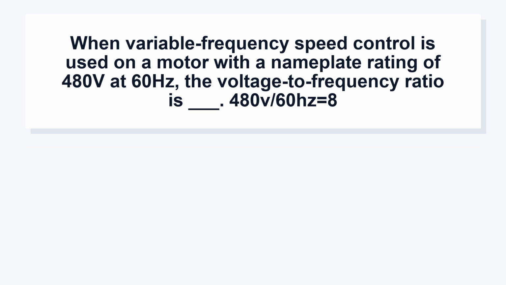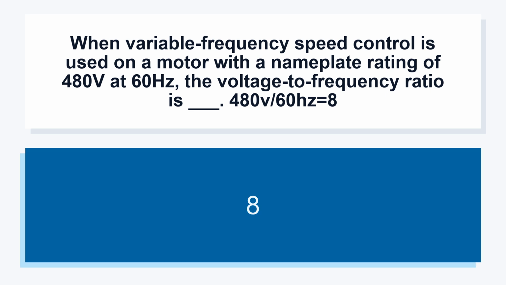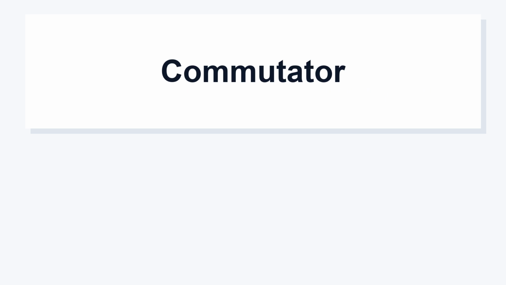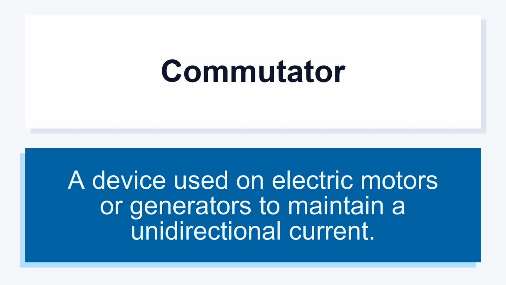When variable frequency speed control is used on a motor with a nameplate rating of 480 V at 60 Hz, the voltage to frequency ratio is 8 V/Hz. 480 V/60 Hz equals 8. Commutator: a device used on electric motors or generators to maintain a unidirectional current.